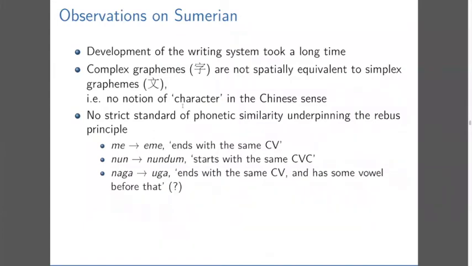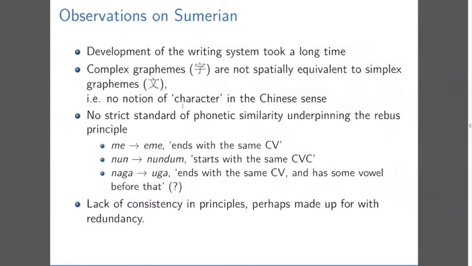And then using naga for uga, I find particularly strange because it's some kind of principle like ends with the same CV and has some vowel before that CV, but not necessarily the same vowel. It looks to me like the Sumerians did not have a phonological theory underpinning their application of the rebus principle. Not that you would expect them to. And this lack of consistency in principles is made up for with redundancy.